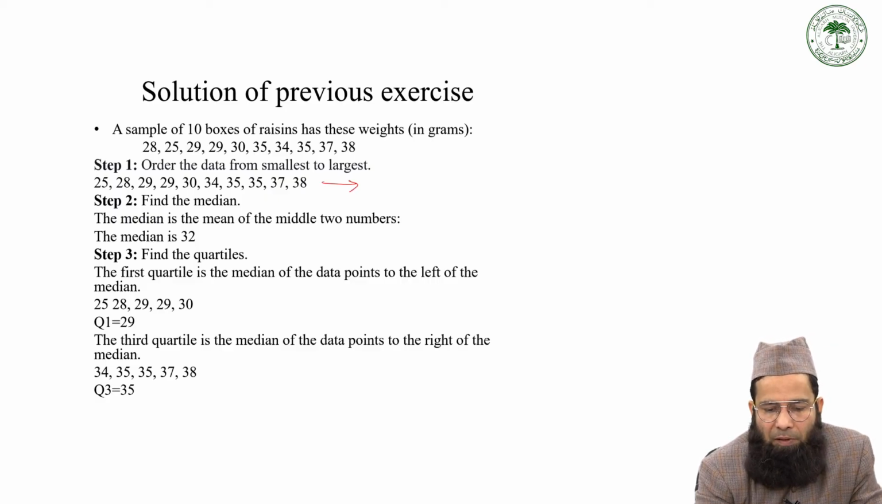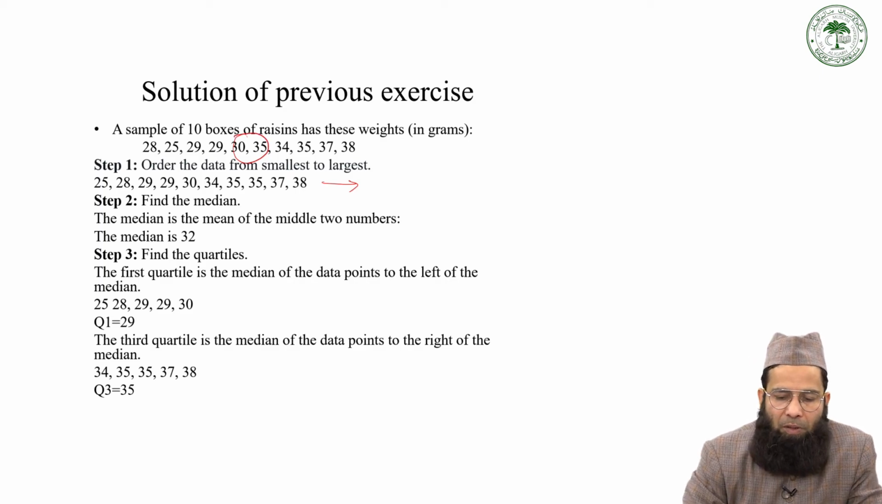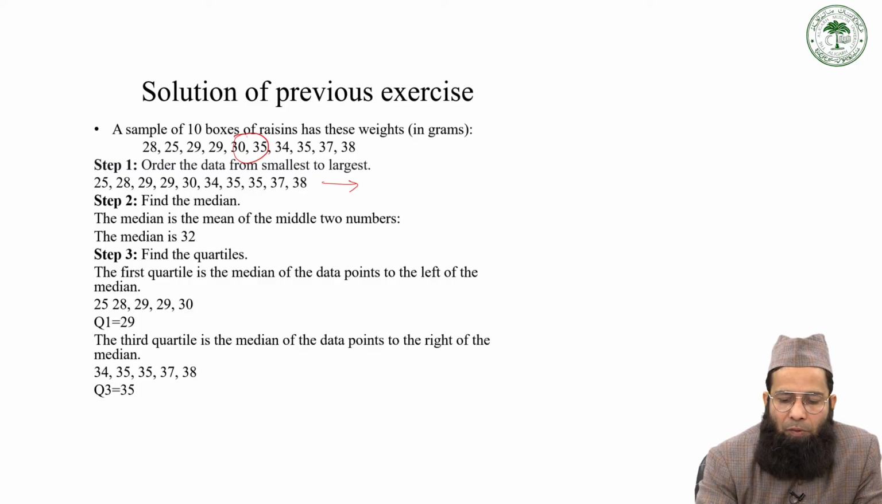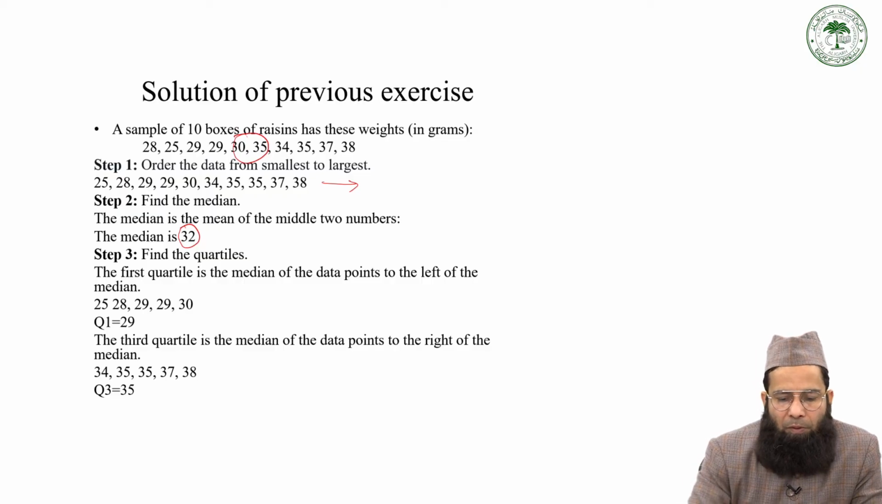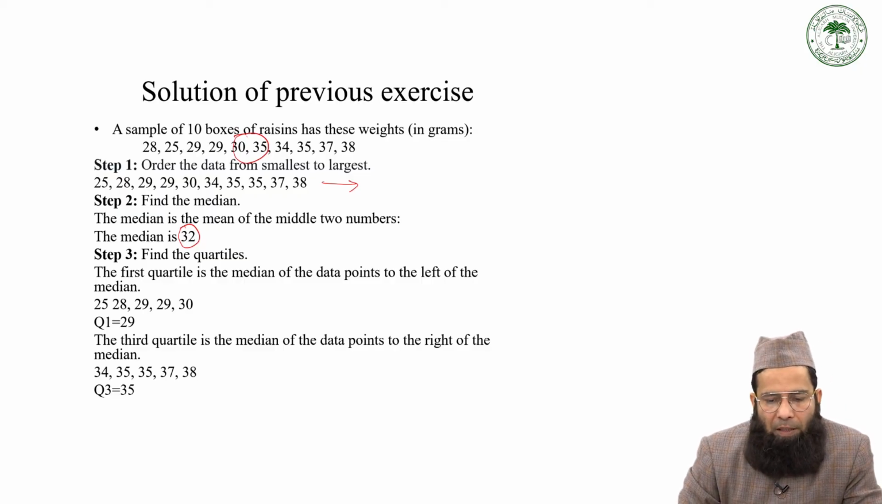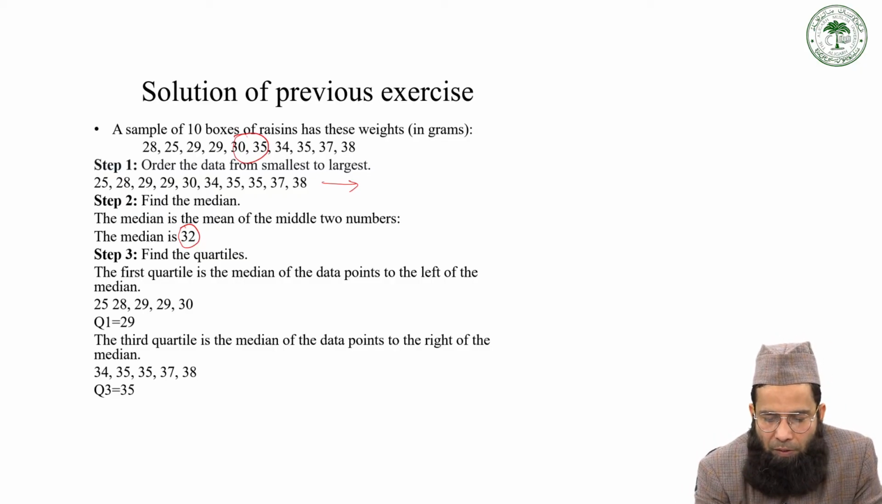Since there are 1, 2, 3, 4, 5, 6, 7, 8, 9, 10 elements, an even number of elements, I need to find the 2 middle elements, right? So these 2 middle elements, 30 plus 35, will give you the median value 32. I'm considering the integer value. So 32 will be your median, and sorry, not 32, 35.